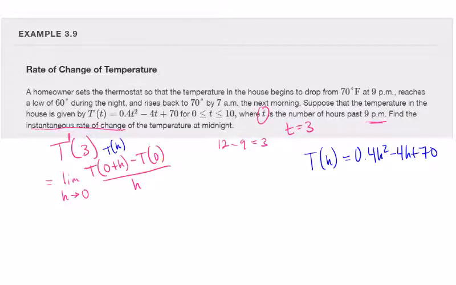Then T of 0 is if I replace all these t's with 0. What's going to happen is this will turn into 0, this will turn into 0, so all I'll have left is the constant. That's what happens when you plug in 0 to these polynomials, you just get the constant. So T of 0 is going to be 70. So I'll put a 70 in that spot.